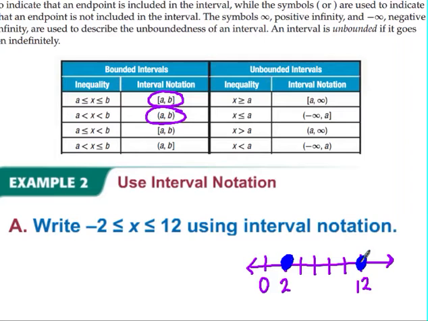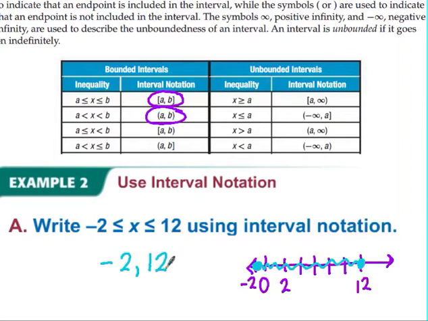Oh, -2, sorry. Let's undo. Sorry, I guess I need to put a -2 here. We'll go -2 here. Okay? Negative 2 and 12, and then what am I going to do? Shading. Shade in between. So now interval notation wants you to give the endpoints. What are the two endpoints here? Negative 2 and 12, and I'm going to separate those with a comma.